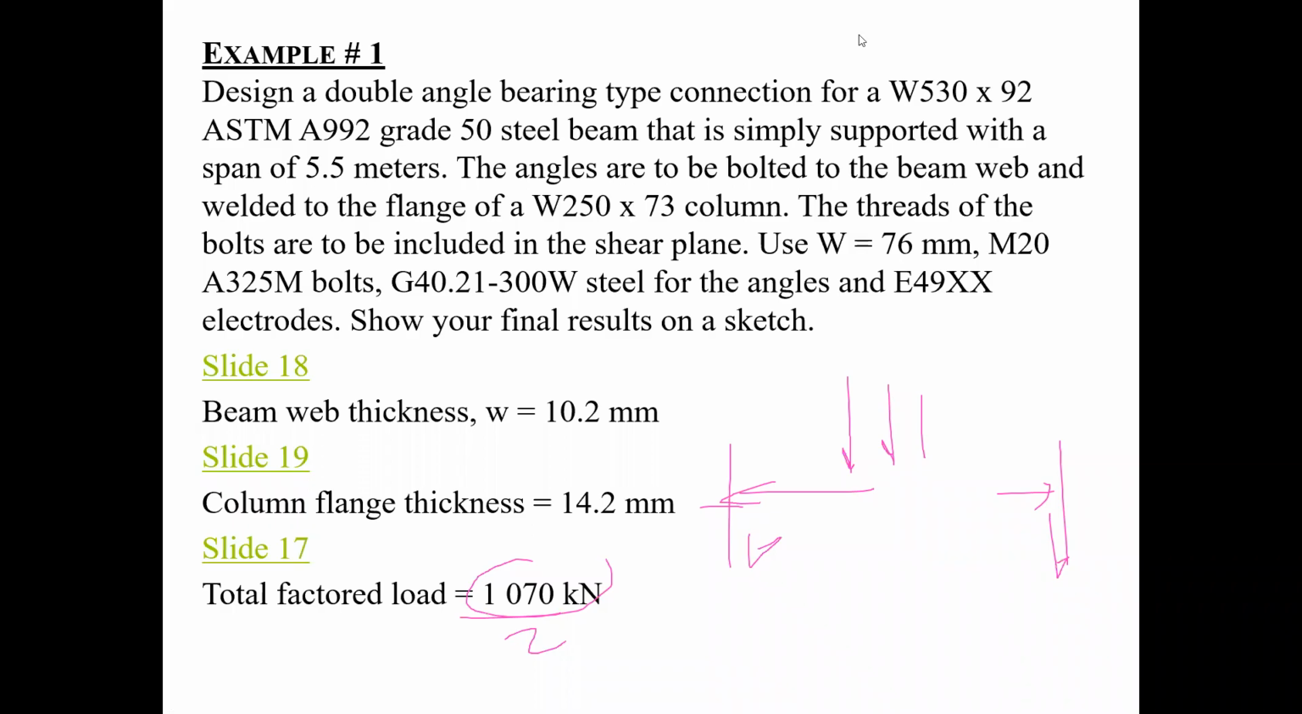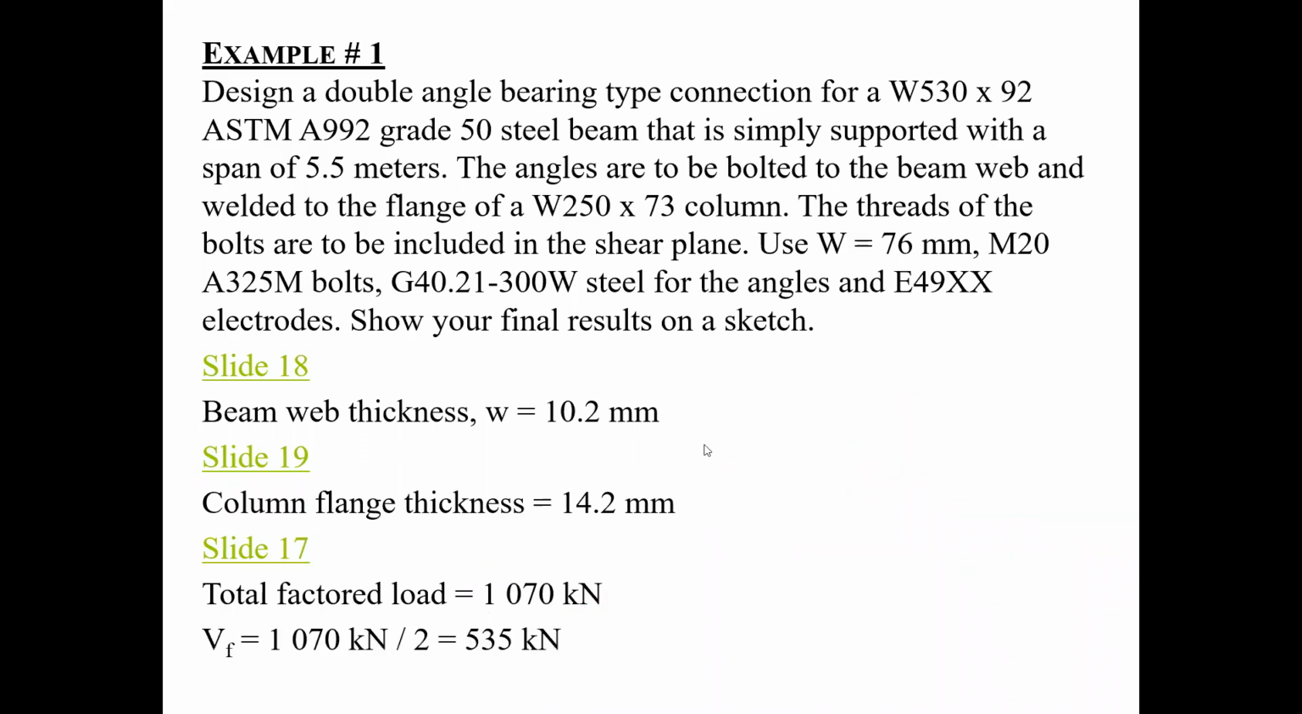So in other words, the shear force I have to design for, the VF force, is 535 kilonewtons. So now I know I want to use, like I said, I'm forcing you to use a 76 millimeter. So I know I have a beam that has a nominal depth of 530 millimeter, and I want to have a VR force that's going to be greater than 535 kilonewtons. And I know in this case that I'm going to assume that the bolt threads are going to be intercepted.